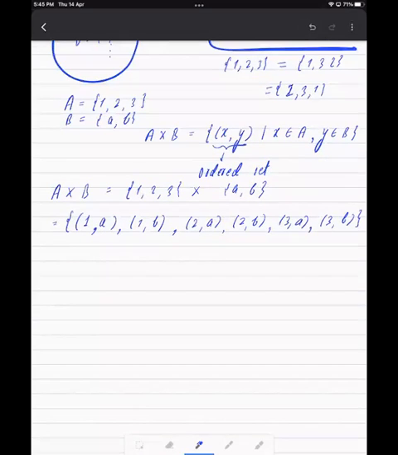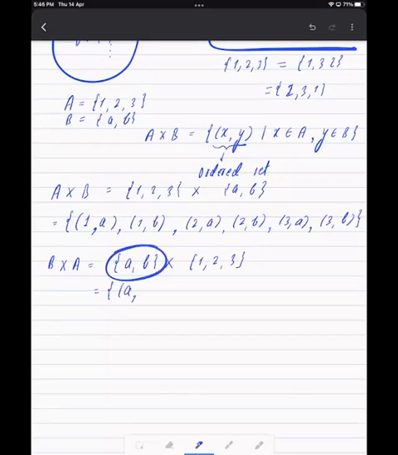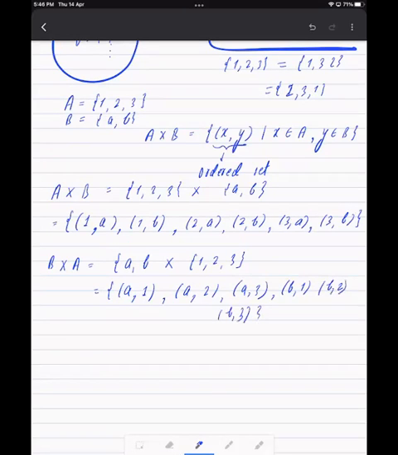Now clearly, calculate B cross A here. What would be the Cartesian product B cross A? It would be {A, B} cross {1, 2, 3}. Now the first element would be from B, so from here. And the second would be from A, that means from here. You can choose 1, 2 or 3, right? The only thing that matters here is the first component should belong to this set and the second component should belong to this set. This is the only definition that you have to take care of.